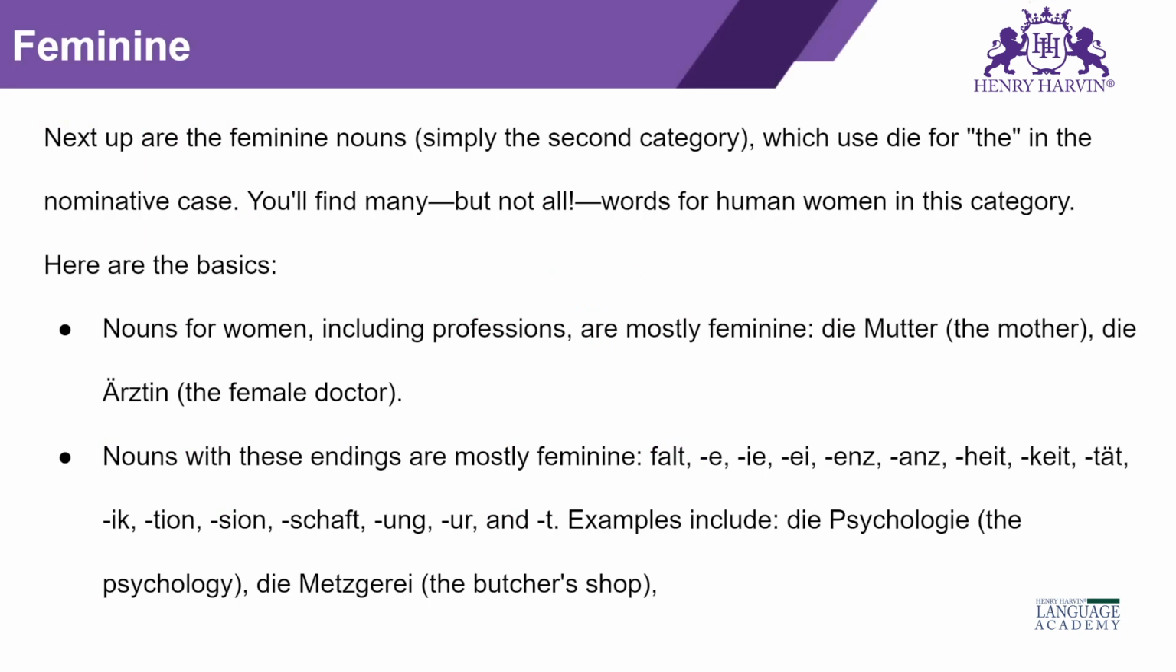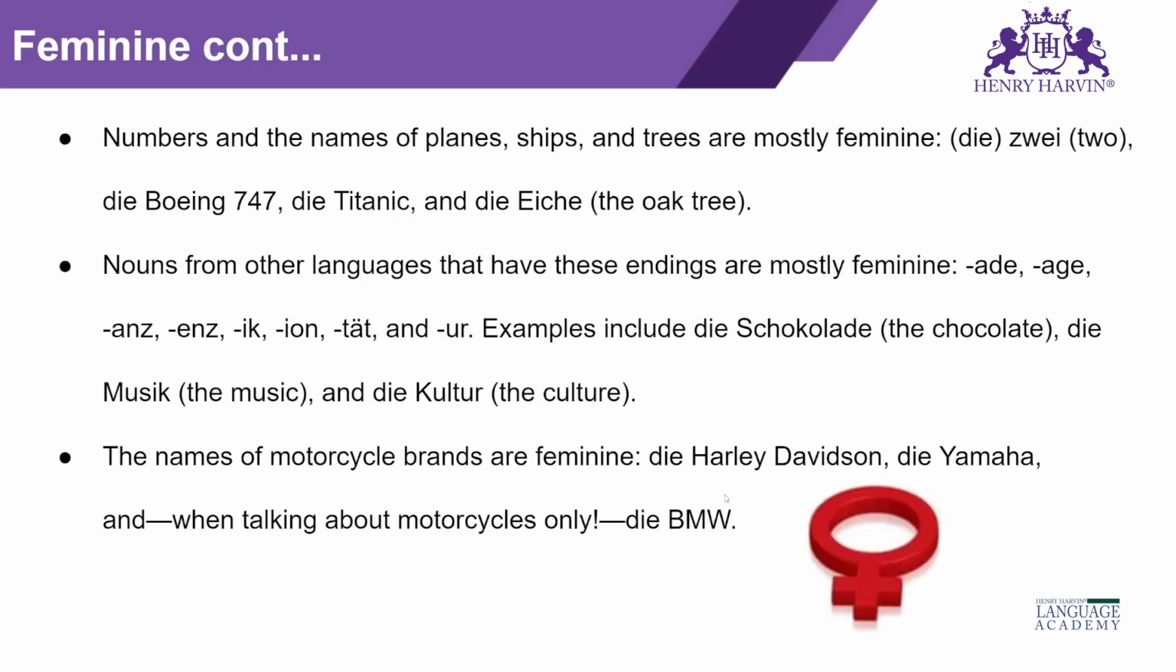Then comes feminine. Same thing, all the nouns with these endings are feminine gender, including the professions, mostly like die Mutter, die Ersten and these endings. Numbers and the names of planes, ships and trees are mostly feminine. Die Zwei, die Boeing, die Titanic, die Eiche, like this. Nouns from other languages that have these endings are mostly feminine. Here we have die Schokolade, die Musik, die Kultur, die Universität, all these are feminine.